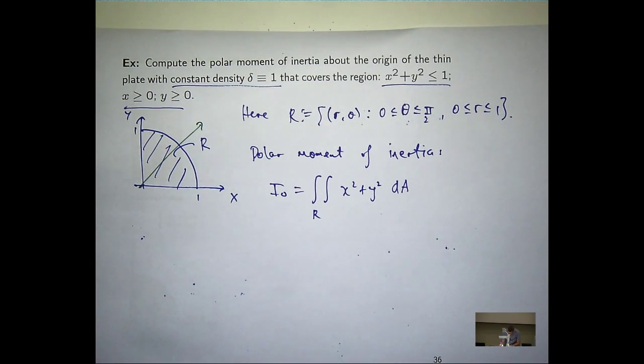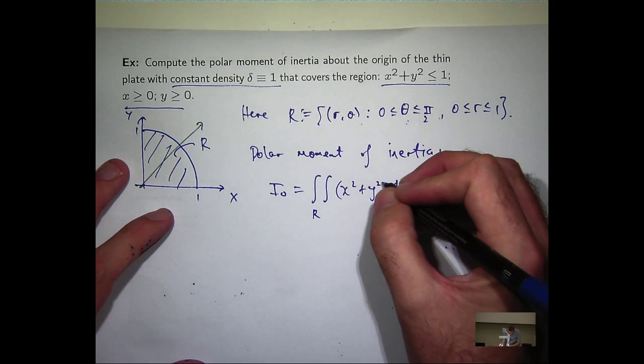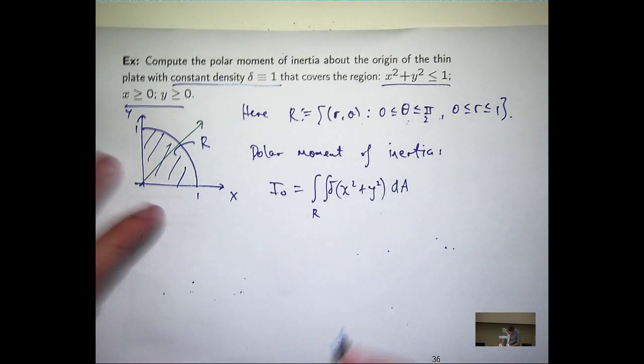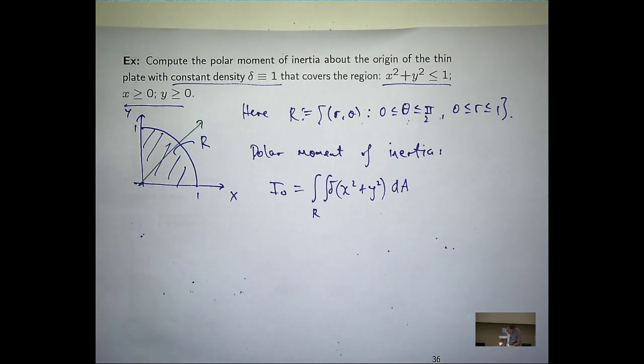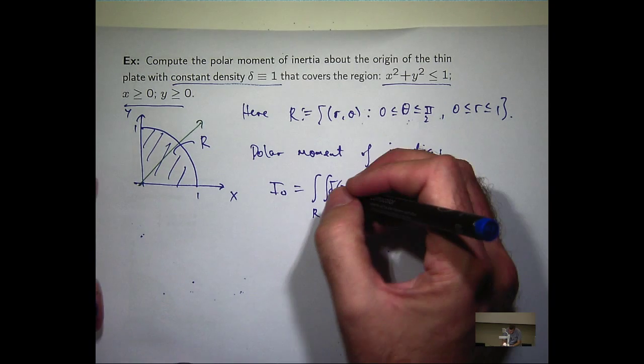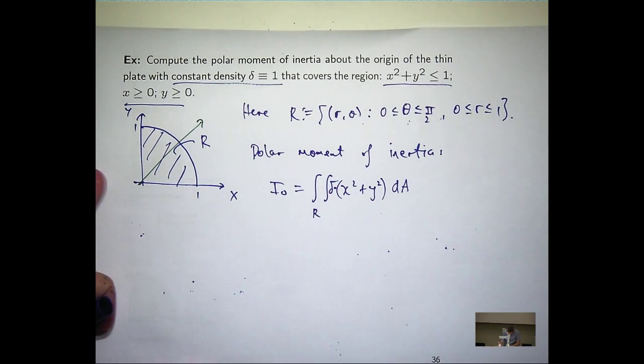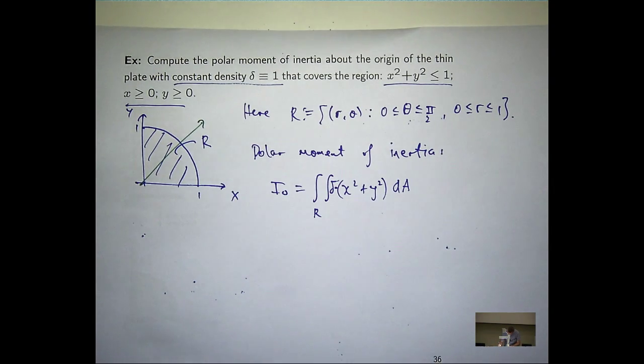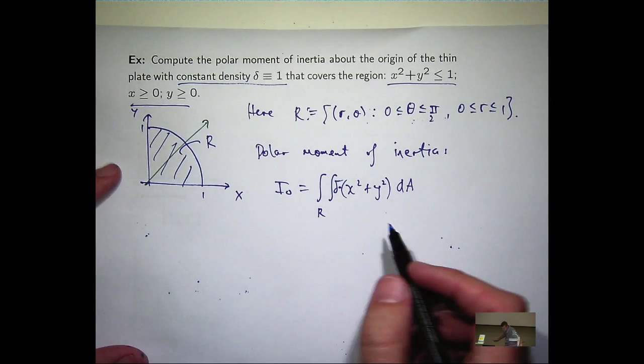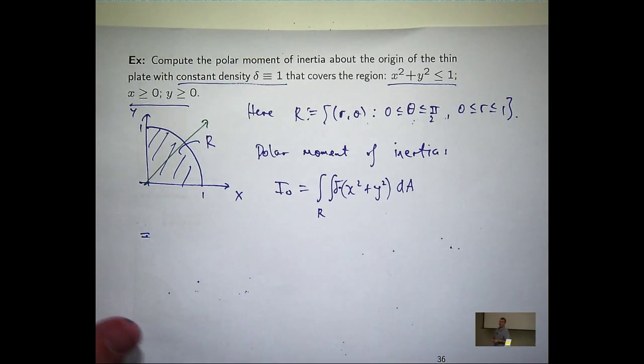Times delta. So you've got some density. Yes, the density function's in there as well. So this is delta times x squared plus y squared. Now in here delta's a constant, so it's equal to 1. So we're not going to worry about that anyway. Let's put this into our polar form. So delta's just 1.